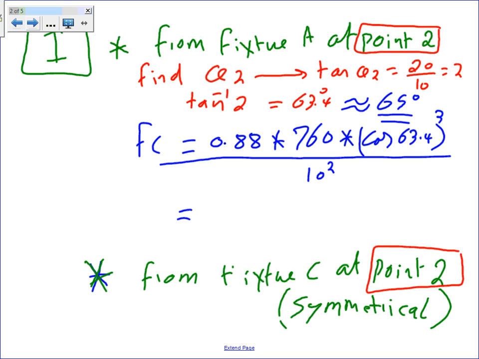Divide everything by the height, which is 10 squared. Cool? Everybody see where 780 is coming from? I continue to use the 63.4 to give us a good estimate.